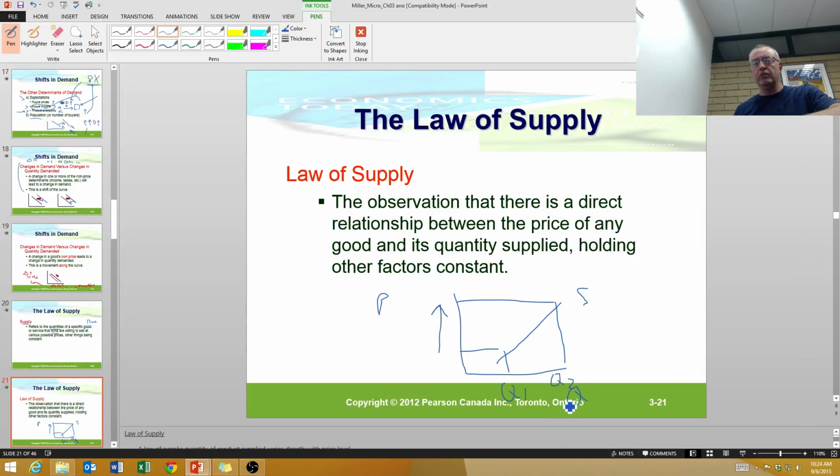Why? Because they have to bid up the prices of the inputs, and as input prices increase, they're going to need to get a higher output price in order to justify those higher input prices. We'll come back to that later in the course, but basically that's the theory behind the upward sloping supply curve.